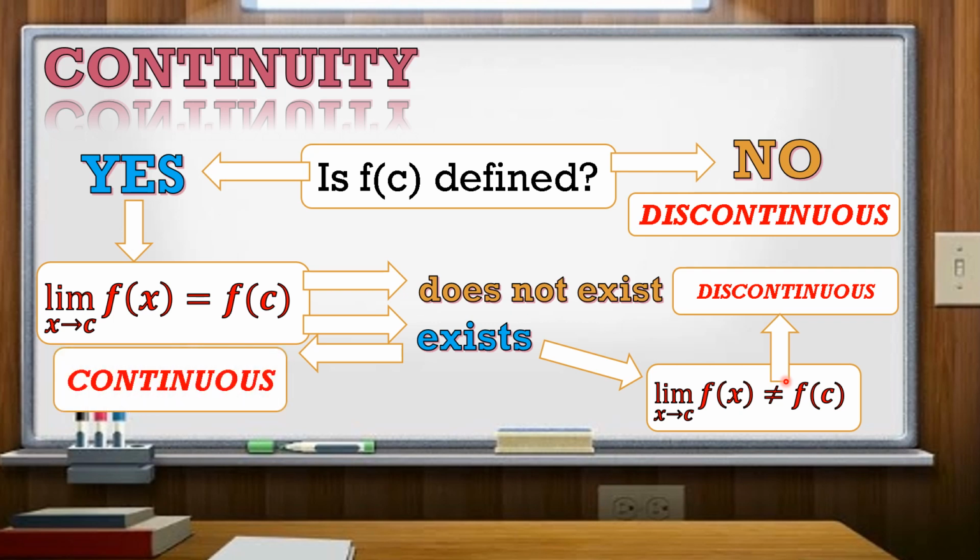Okay? So, ulitin ko lang. If your first step, ito, defined, pareho sa value ng second step natin, which is finding the left hand and right hand limit, continuous yung function. Pero kung hindi magkapareho, this is discontinuous naman.